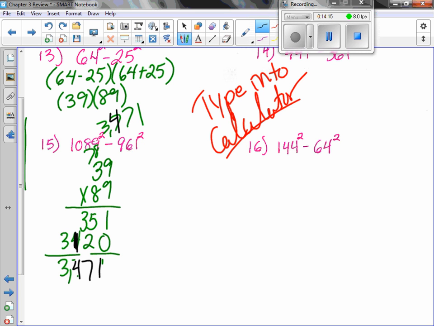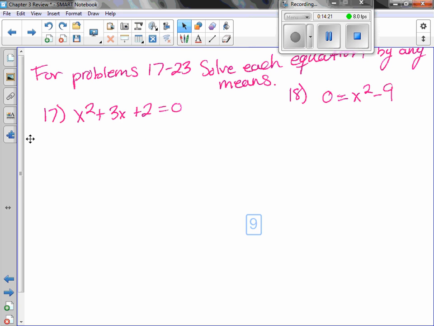But any questions on these here? We're just typing these into the calculator. So those aren't bad. Okay. Any questions on 17 through 23? Which one do you want to do? So 17? So what method can we solve 17 by?